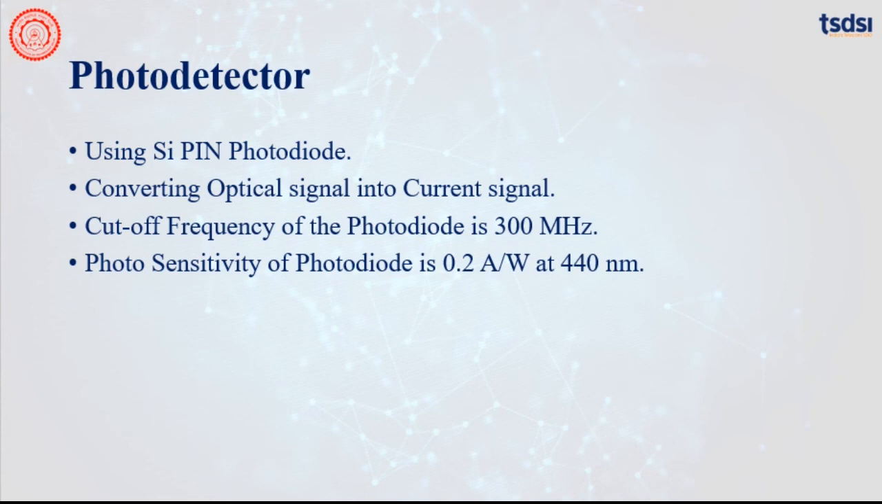Now the optical signal coming from the LED is converted into a current signal with the help of the photodiode. Here I am using a Si PIN photodiode which has a cutoff frequency of 300 MHz, and the photosensitivity of the photodiode is 0.2 ampere per watt at 440 nanometer. That is, we will get only 20% of the full light on the photodiode.